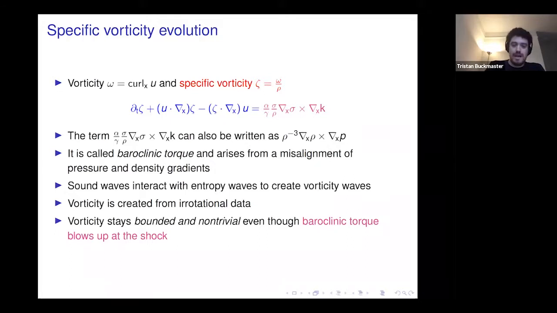Okay, and one other thing to note about the non-isentropic case is you can start with irrotational data, and vorticity will be created from entropy. So this is something that doesn't happen in the isentropic case. And we can actually show initial data that starts as irrotational initial data and has non-trivial vorticity at the shock because of this vorticity creation. So this is the kind of result we can do.